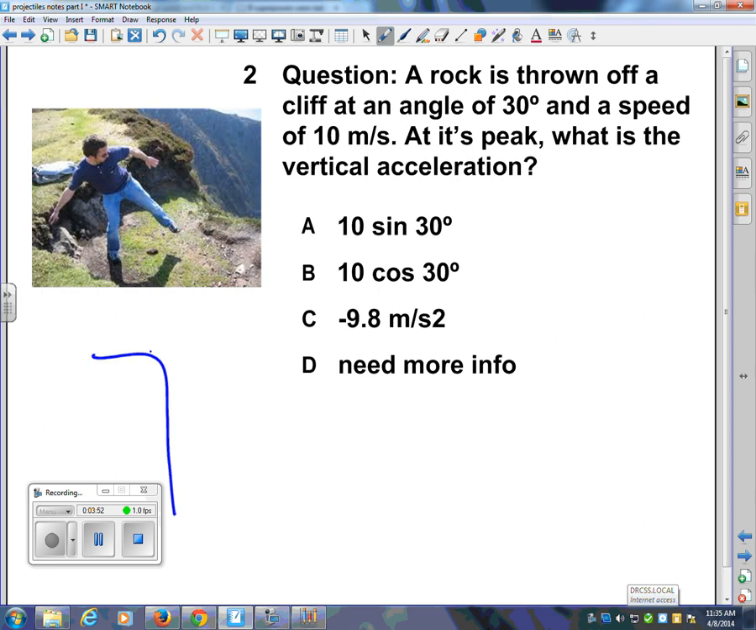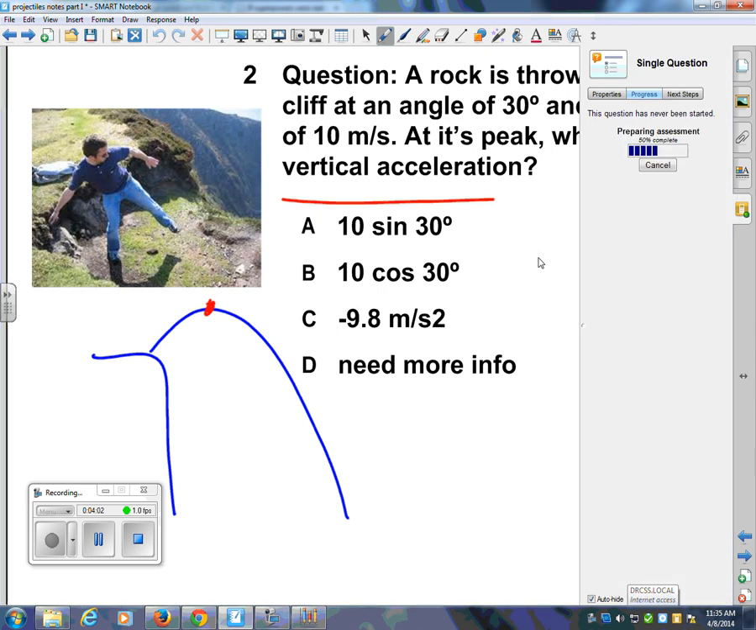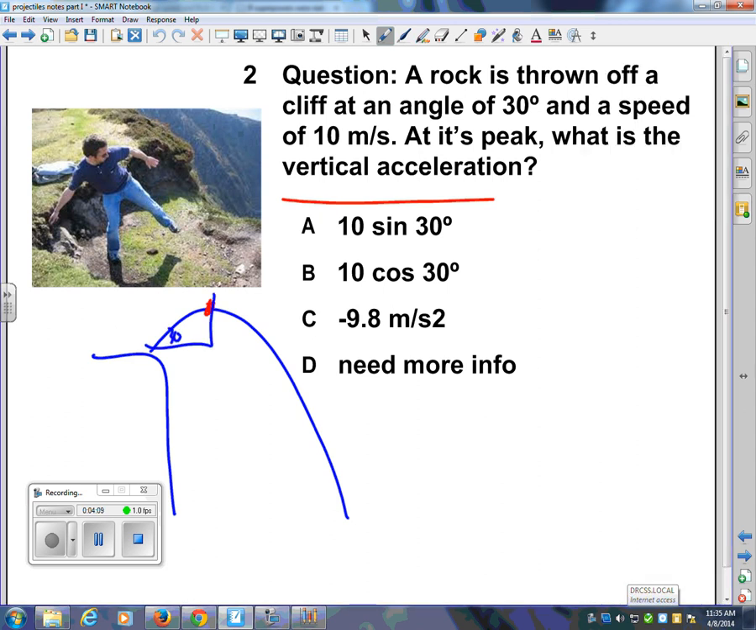So here we have our cliff. At the peak, right there, what is the vertical acceleration, do you think? You just need to say whether it's, this is 10 meters per second, and the angle is 30 degrees. So is the vertical acceleration equal to 10 sine 30? Is it equal to 10 cos 30? Is it equal to minus 9.8 meters per second squared? Or you need more info on this question? You can't answer it just yet.